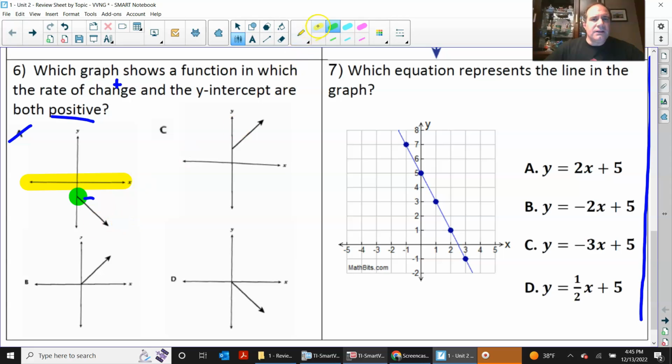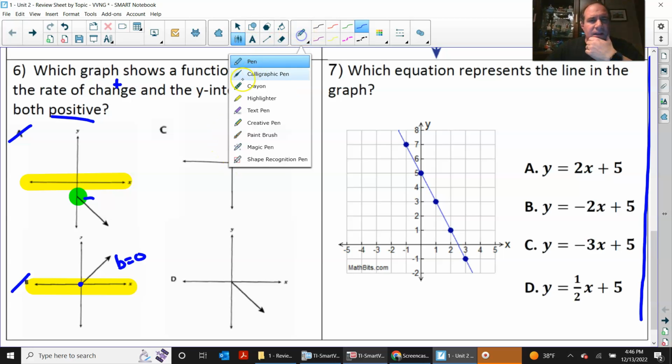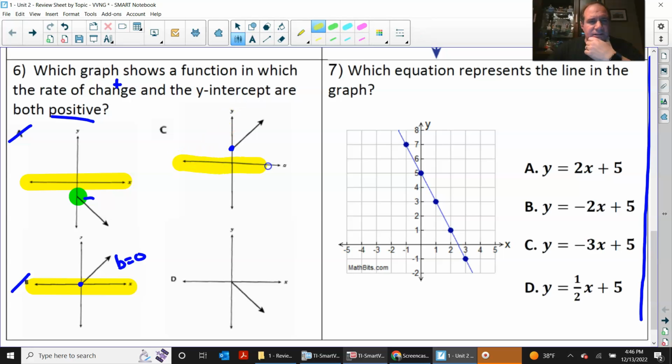I'm going to go back to the highlighter and highlight this right here. That's the x-axis. So we are looking at this as the y-intercept. Since the y-intercept is 0, it does not have any sign, so B is out. C, the y-intercept is there, and this is the axis, so you know the y-intercept is positive, and then this line goes up, so that slope is positive as well. C is your answer there, so that's basically it.